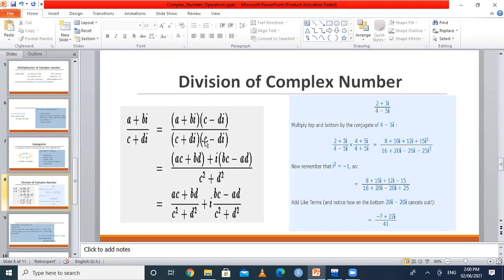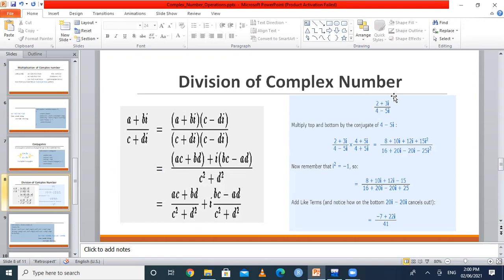And now here in the denominator, whenever you multiply C plus DI by C minus DI, you are getting an output like C square plus D square. And here I am writing the I term separately and the non-I term separately. So you are having an output like this: AC plus BD divided by C square plus D square, and the I term is BC minus AD divided by C square plus D square.